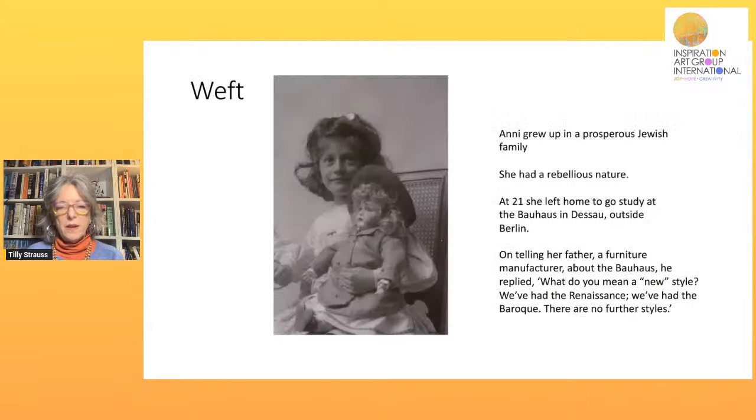So the weft is basically Annelise. She's the oldest of three siblings, born to a very wealthy Jewish family. On her mother's side, it was a publishing family, and on the father's side, it was furniture dealing.